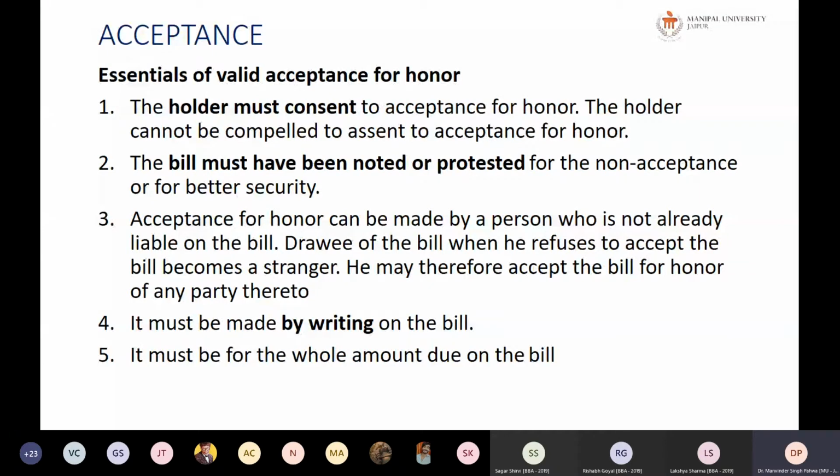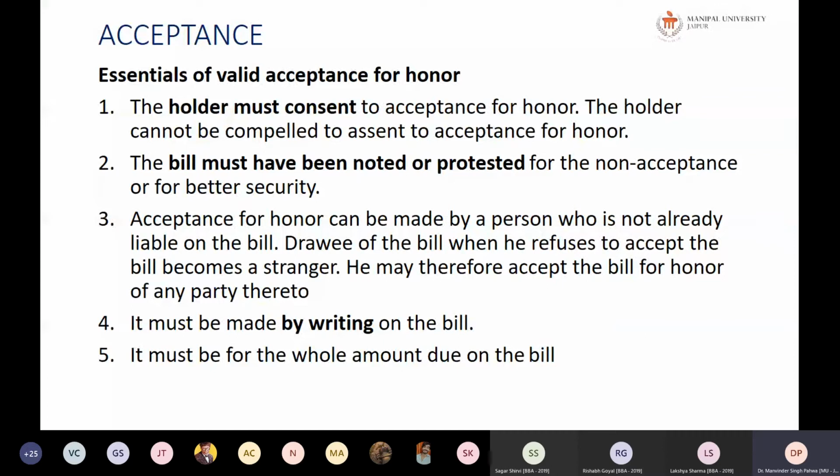Next, the bill must have been noted or protested for non-acceptance. Noting and protesting is necessary. Why? Because the third party is nowhere in the picture before. Until noting and protesting is done, he may not be held responsible, nor may the initial drawee be held responsible, until his name is endorsed, written, noted and protested.